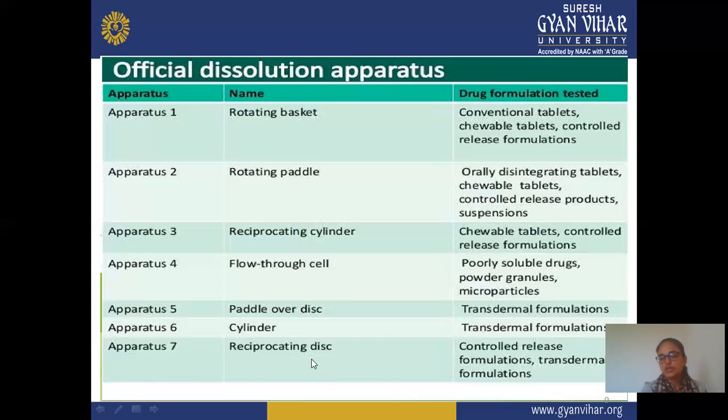Next is apparatus 7, reciprocating disc. In this reciprocating disc, controlled release formulation and transdermal formulation are tested. Transdermal is mainly for the last three types of apparatus, 5, 6, and 7. For transdermal formulation, you use these three types of apparatus, or out of these three you can use any one type which is appropriate according to requirement. And in the last one, controlled release formulation is also added. Hence, both transdermal as well as controlled release formulations are studied with apparatus 7, the reciprocating disc. So these are the examples according to different apparatus and their names.